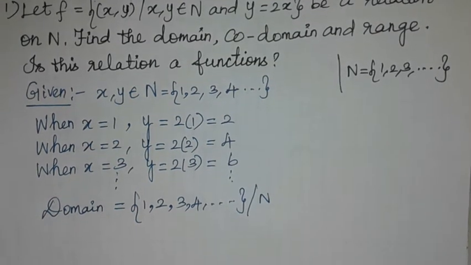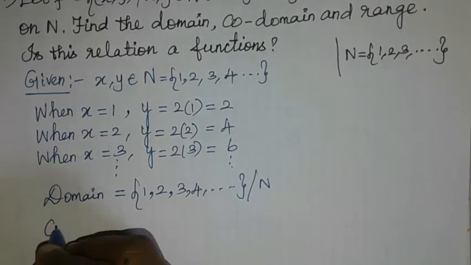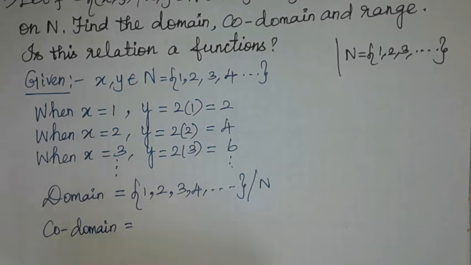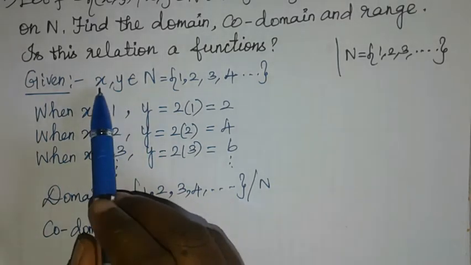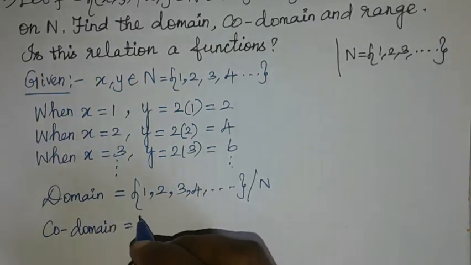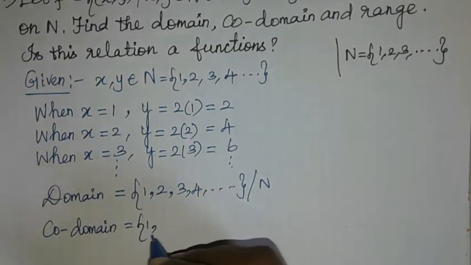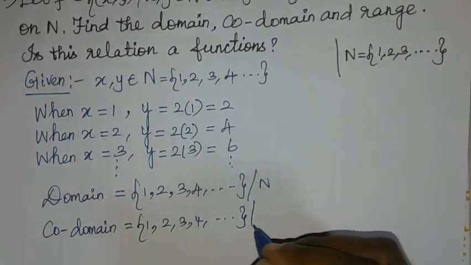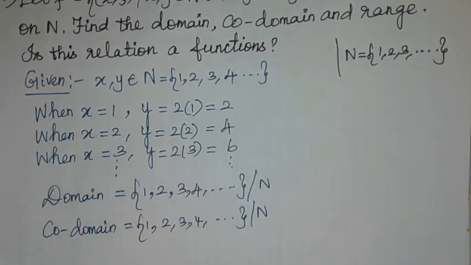And then the codomain. Codomain is equal to the set of y elements. Here, the y set elements, since x, y belongs to natural numbers, so y is also 1, 2, 3, 4 and so on. We can say that as N.